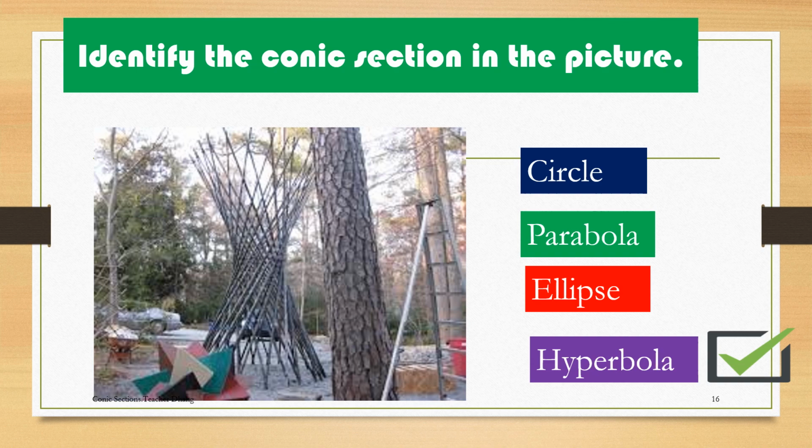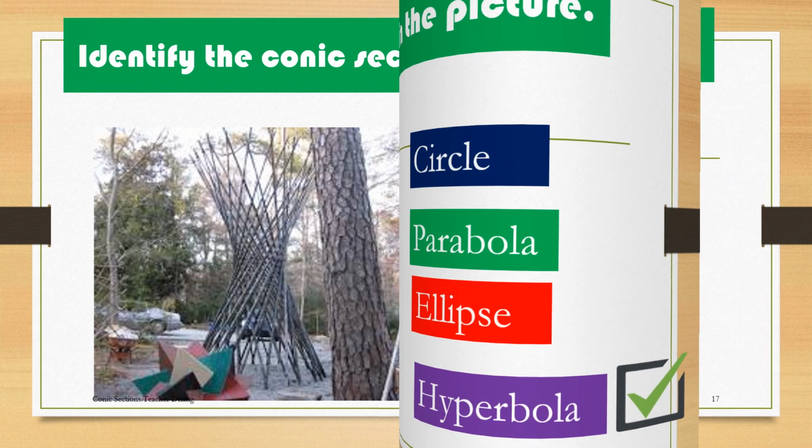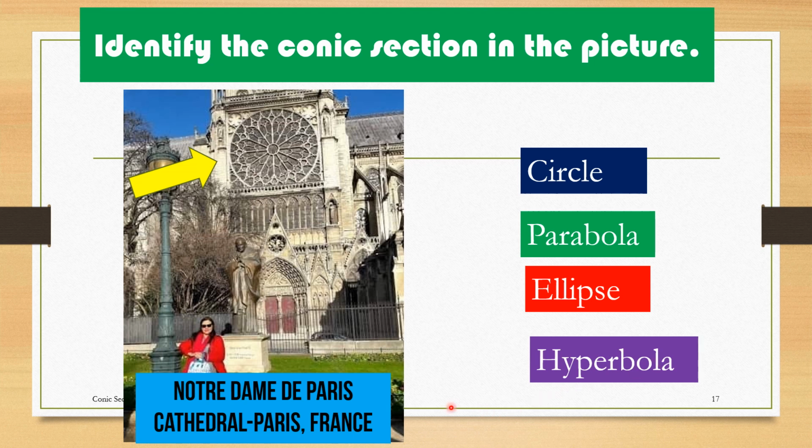Yes, you are correct. The conic section is a hyperbola. Notre Dame de Paris Cathedral is located in Paris, France. It is also known as Cathedral Notre Dame. It is a cathedral church in Paris, which is considered to be one of the finest examples of French Gothic architecture. The arrow in the picture is pointed to what type of conic section?